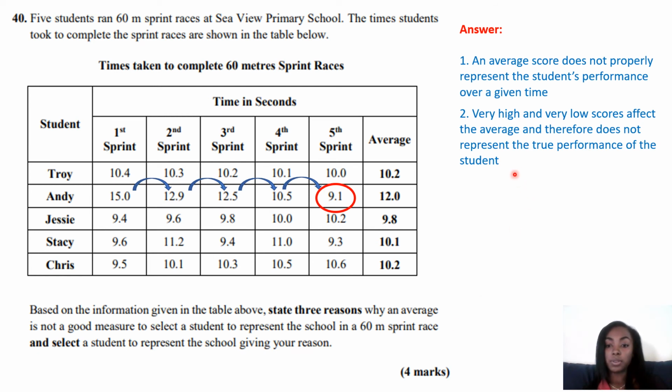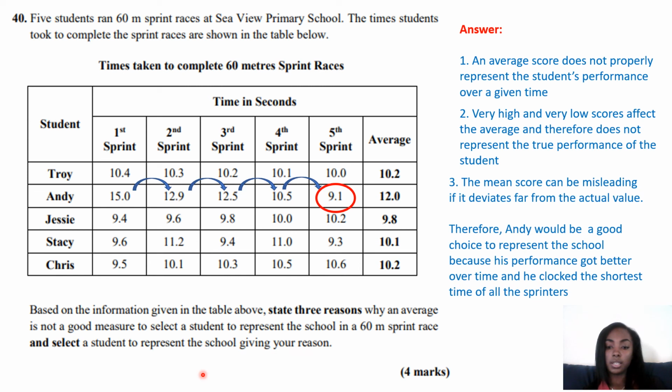Another reason is that very high and very low scores affect the average and therefore do not represent the true performance of the student. And we would see that with Stacy. Stacy had some highs and lows, right? And then she still had a good enough average, 10.1, which wasn't bad, right? But overall, that would not be the best person to choose to run the race because some of her times were really long.